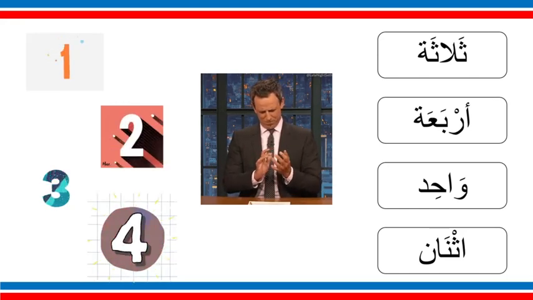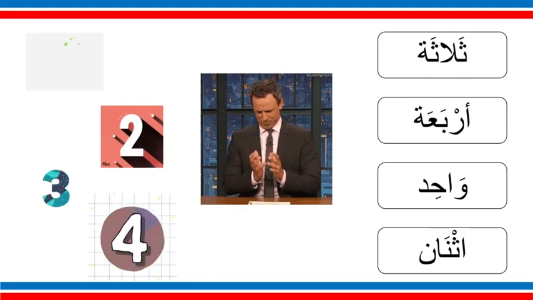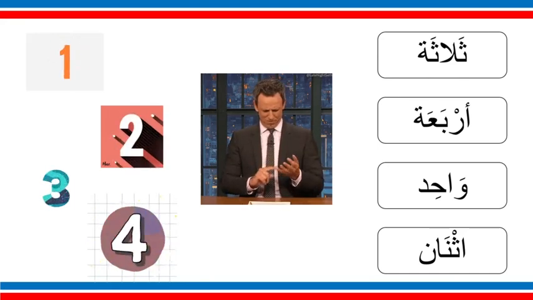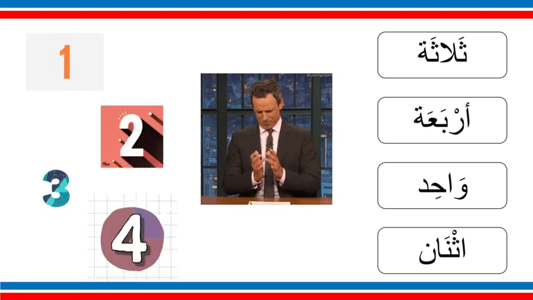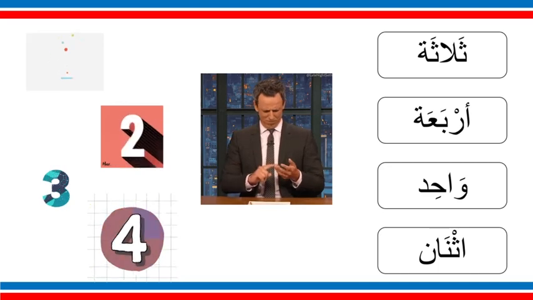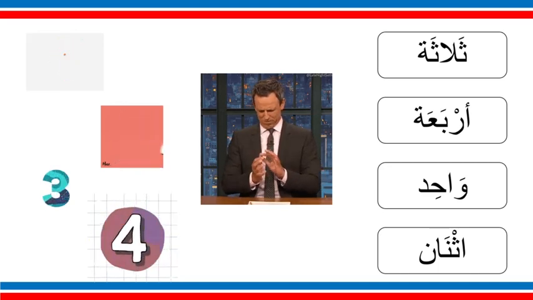First one is ثلاثة, ثلاثة. Then we have أربعة, أربعة. Then we have واحد, واحد. Then we have اثنان, اثنان. Pause the video, think and match them.